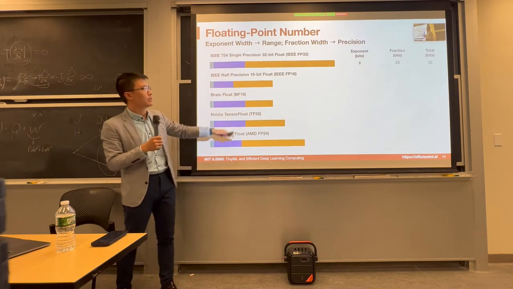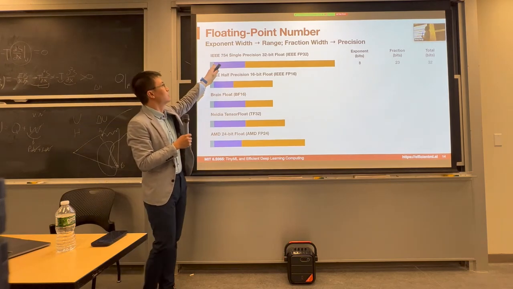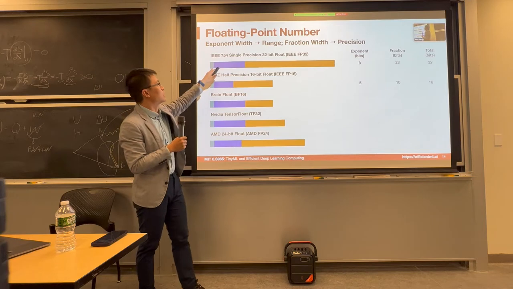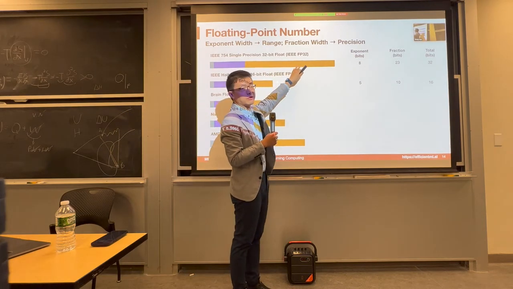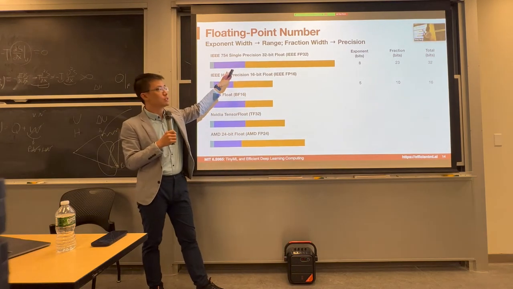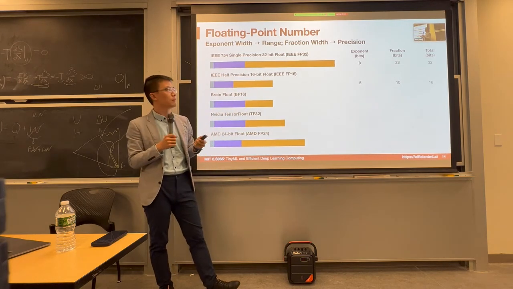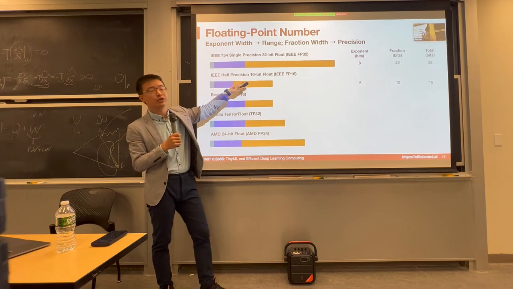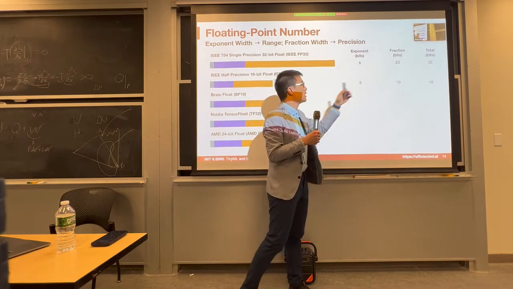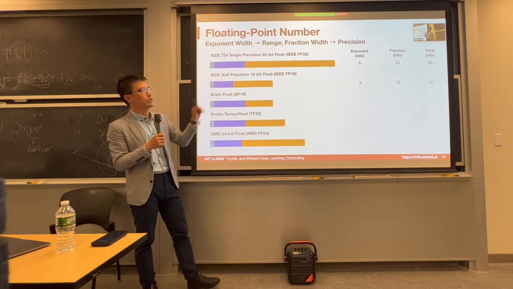So here is the whole family of different floating point number representations. They have different inputs for the exponent and also for the fraction. The most popular is FP32, the standard representation, which has 8 bits for the exponent and 23 bits for the fraction, plus the sign bit, for 32 bits. And the half precision, which is 16 bits, has 5 exponent bits and 10 fraction bits. It's shorter: a shorter exponent and also a shorter fraction.